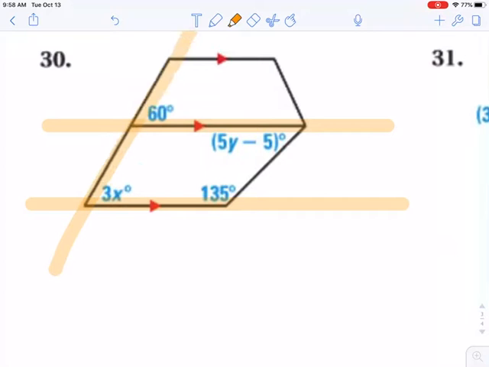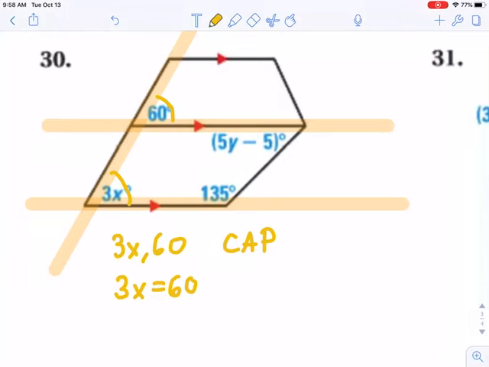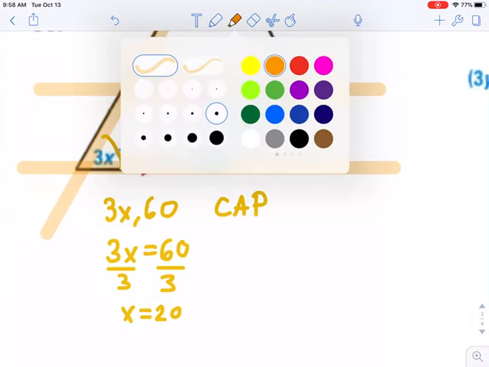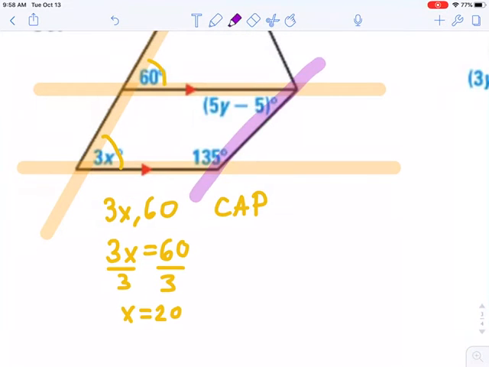But again, if I just emphasize the parallel lines and this left stuff, it turns out that, boom, 60 degrees and 3x are corresponding angles. I'm going to use the corresponding angles postulate just to say, well, 3x equals 60. Okay? So then divide both sides by 3, and x equals 20. Not bad at all.